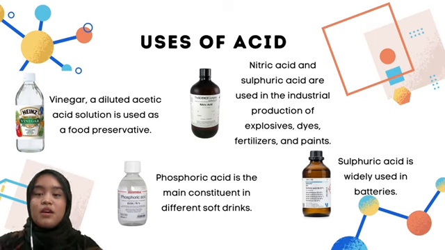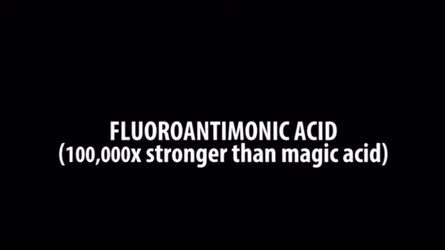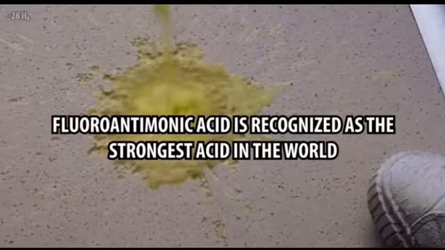Phosphoric acid is a component of fertilizer, which is 80% of total use, detergents, and many household cleaning products. Nitric acid and sulfuric acid are used in the manufacture of paints, drugs, dyes, and to produce fertilizer. Sulfuric acid also is such an important industrial chemical that it is called the king of chemicals, which is widely used in batteries. Now, I will show you the video of the strongest acid in the world.